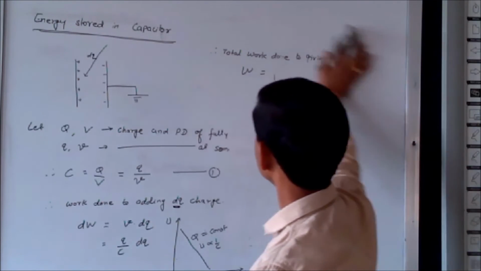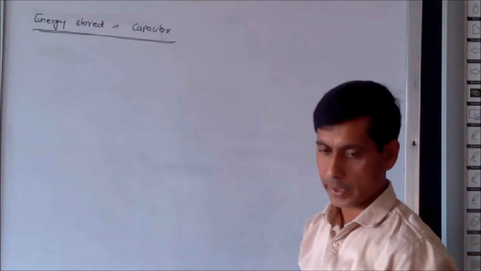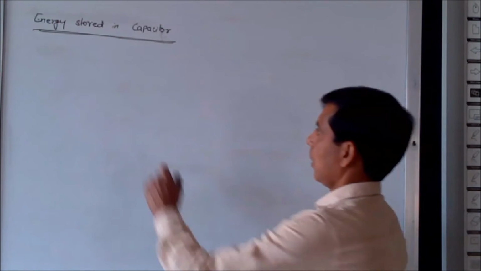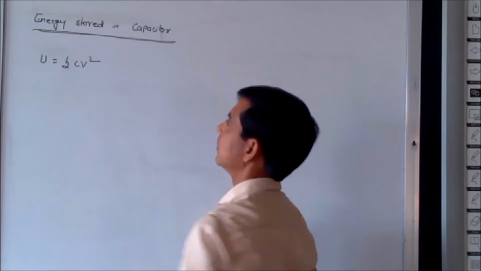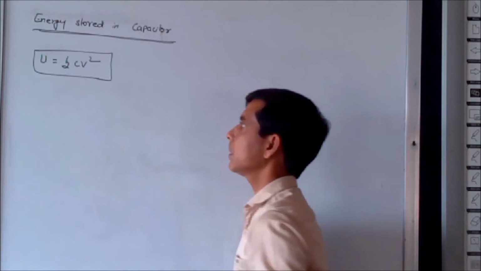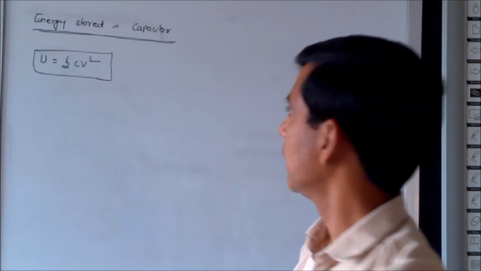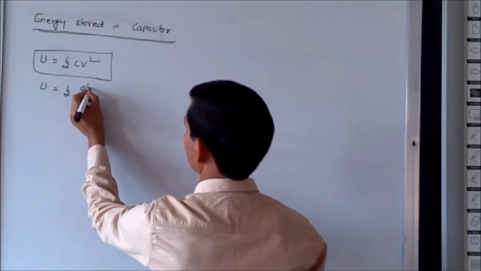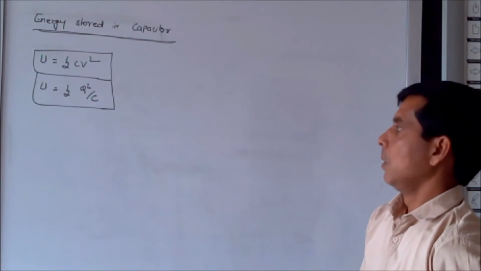Now, we discuss energy density inside the capacitor. We obtained the formula of energy, half CV square, the energy stored in a capacitor in terms of C and V. And we also found the formula 1 by 2 Q square by C.